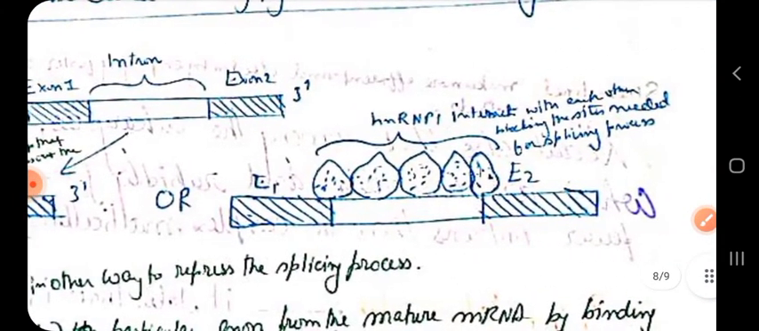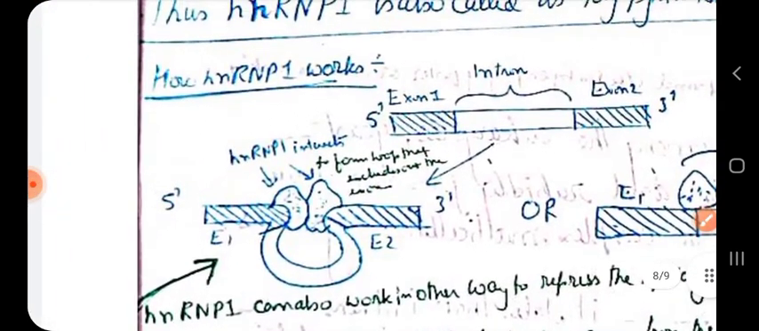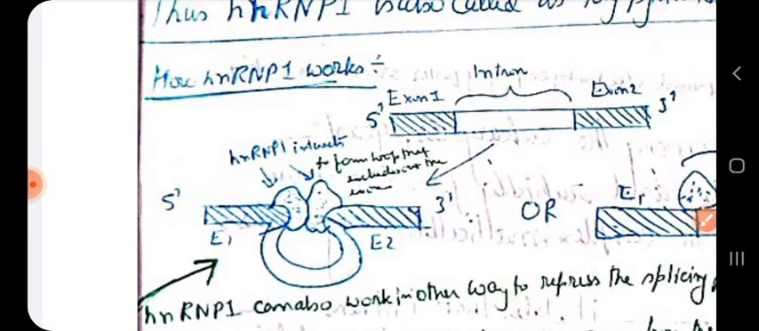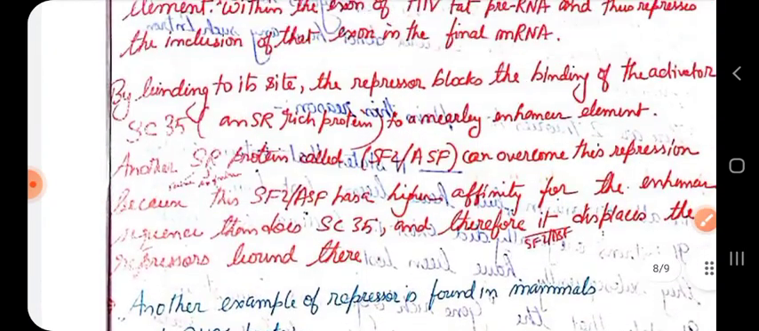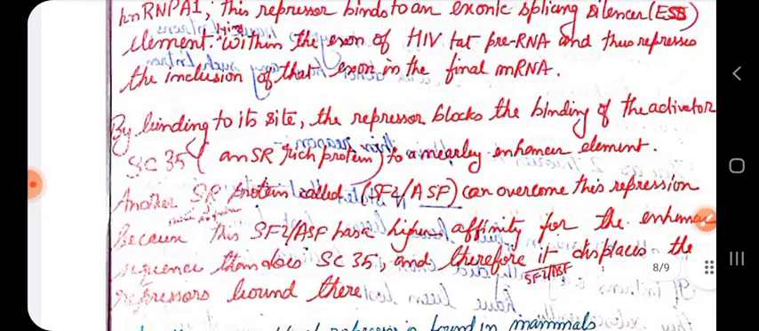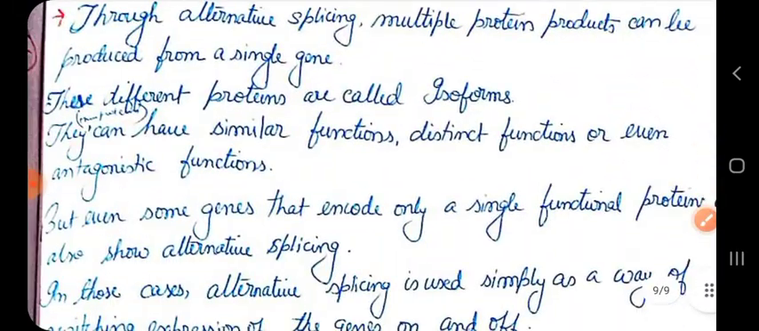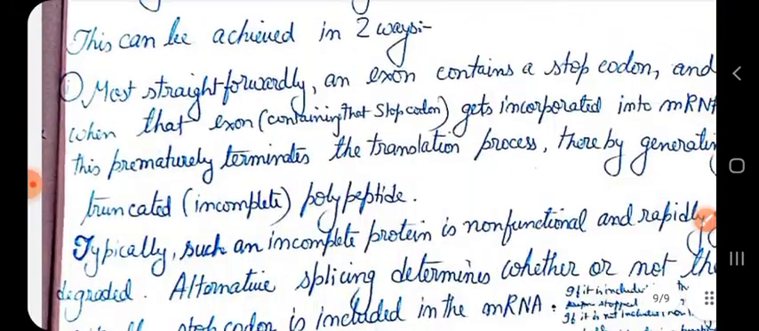Here HNRNP1 shows the removal of the exon. If you imagine the exons here, that flank the regions. Flank means the sequences which are around the exons. So it is removing the particular exon. The first way that HNRNP1 works is by removing a particular exon.